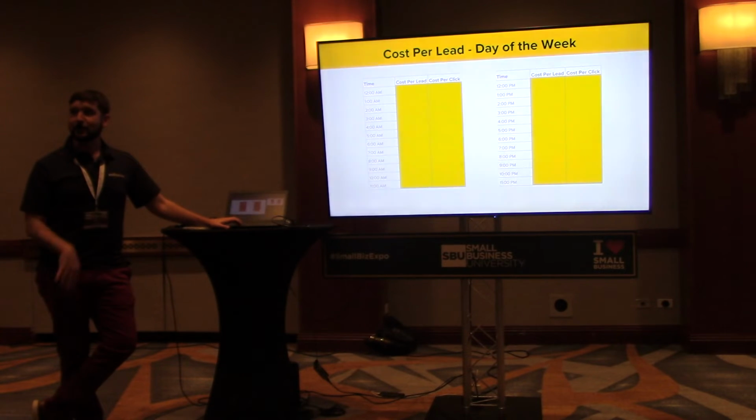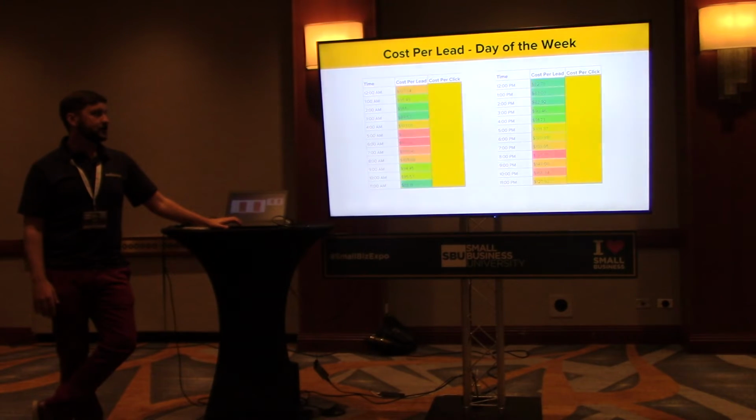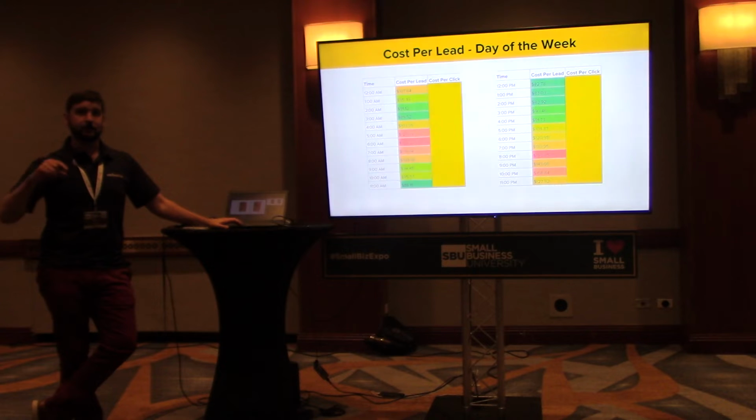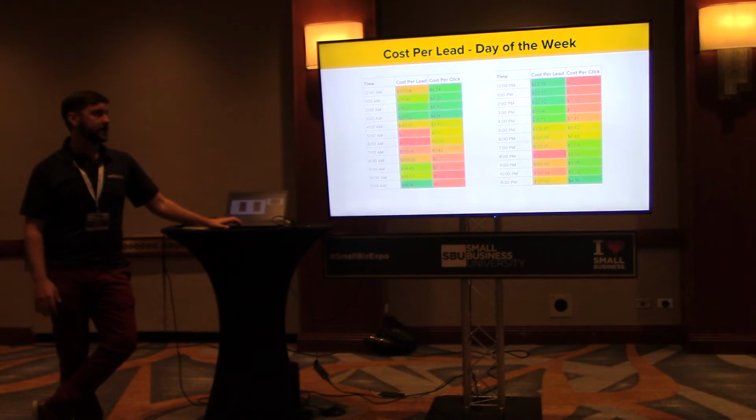We don't have to go through every single hour of the day, but again, you can really get granular here. You can look at what times of day people are bidding on or clicking on your ads and when the conversion is happening.